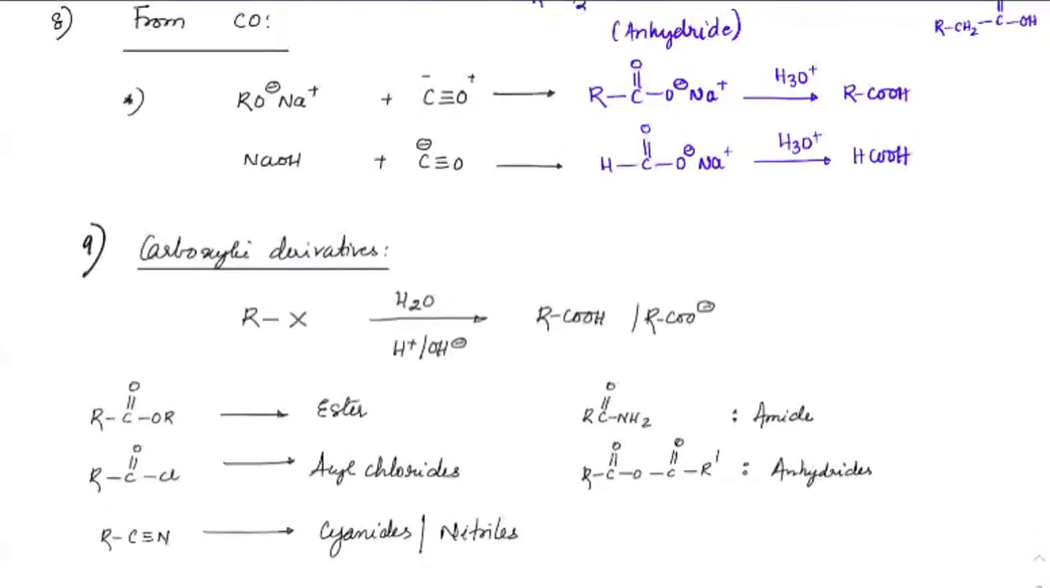Sir, how does this RCO minus come? Honestly there is no clear mechanism for it. No books have mentioned it. Think this way. C double bond O plus. This is how it is, right? CO can be written this way, no, beta? Yes, sir.